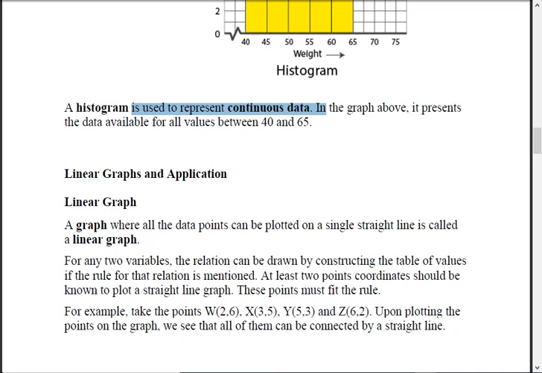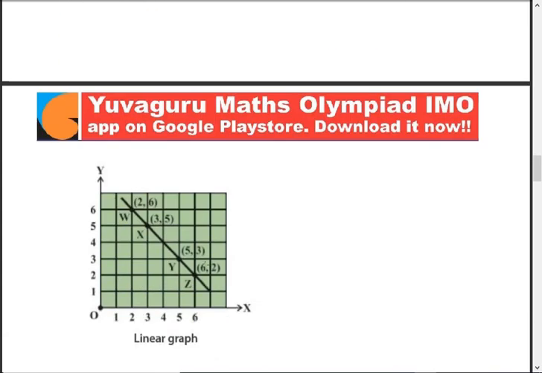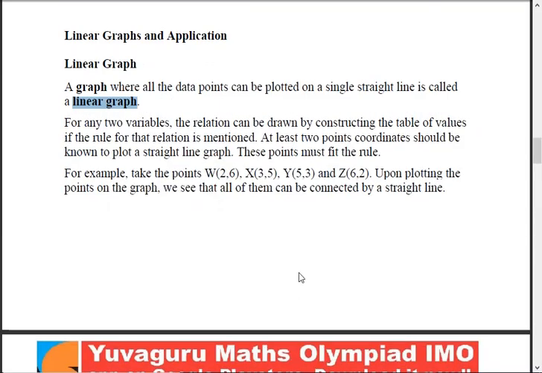Okay. Now line graph, linear graph, line graph, one and the same. A graph where all the data points can be plotted on a single straight line is called a linear graph. For any two variables, the relationship means basically, see this, all points on the straight line. So for any two variables, the relation can be drawn by constructing a table of values if the rule of the relation is mentioned.